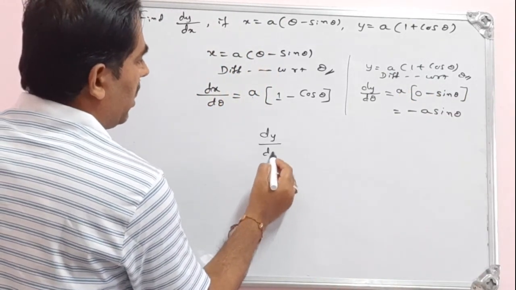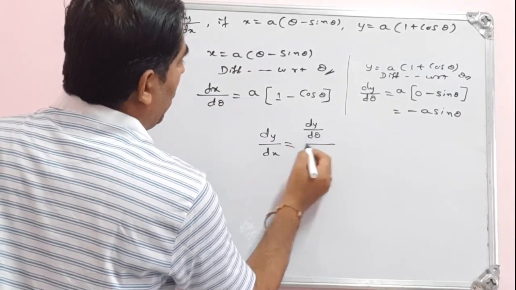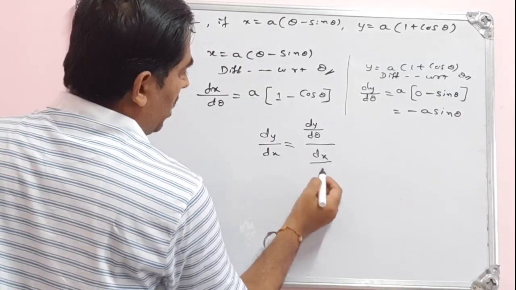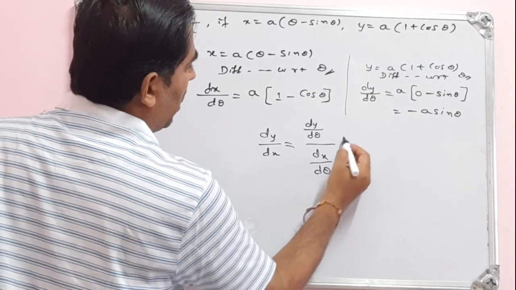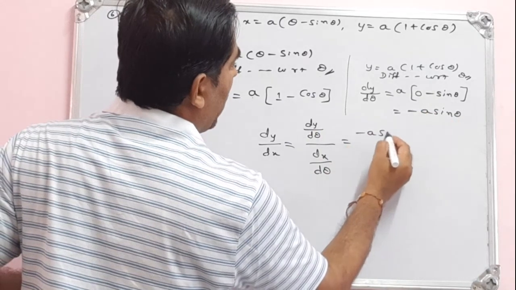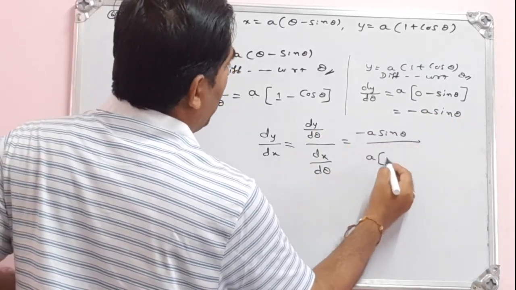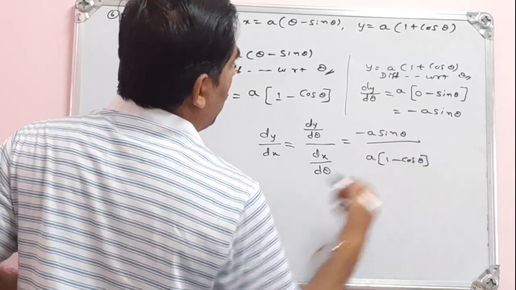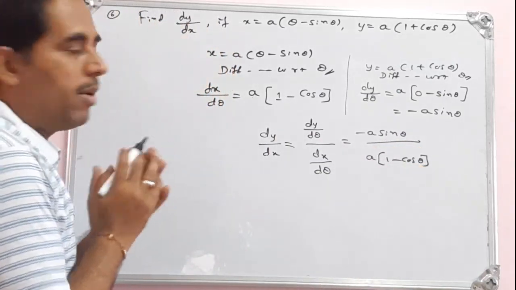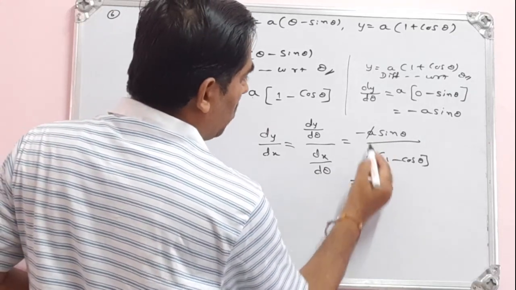Then we want to get the derivative here, dy by d theta divided by dx by d theta. So for dy by d theta you substitute minus a sin theta, whole divided by this one, which is a into 1 minus cos theta. So I substituted all the derivatives here. The same quantity a gets cancelled, so I will get the minus as it is.